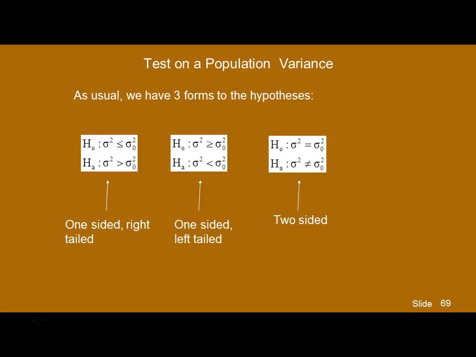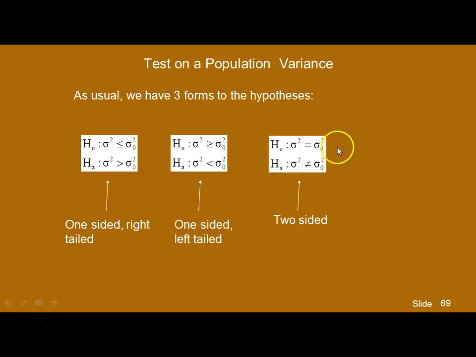As usual, we're going to have different forms to the hypotheses. We can have either a right-tailed or left-tailed test. A one-sided right-tailed test would look like this. Is the population variance less than or equal to some value, which we'll call sigma 0 squared, or is it above that value? We could have a one-sided left-tailed test. Is the population variance greater than or equal to sigma 0 squared, or is it less than sigma 0 squared? And finally, we could have a two-tailed or two-sided test. Is the variance equal to sigma 0 squared, or is it not?